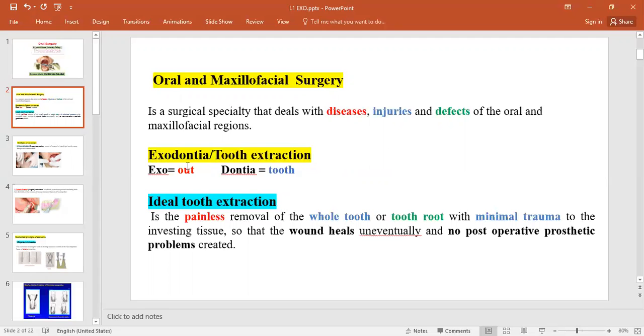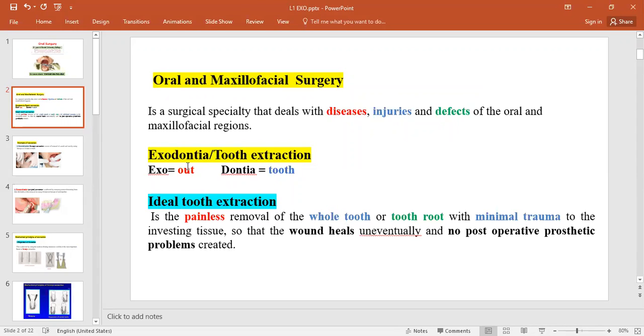It means painless extraction. Painless extraction is the first requirement, because otherwise the dentist or the surgeon must use the correct technique to secure anesthesia so the patient does not feel any pain during tooth removal. So it is painless removal of the whole tooth or root, with minimum trauma to the investing tissue. It means no trauma or minimal. There is always trauma.